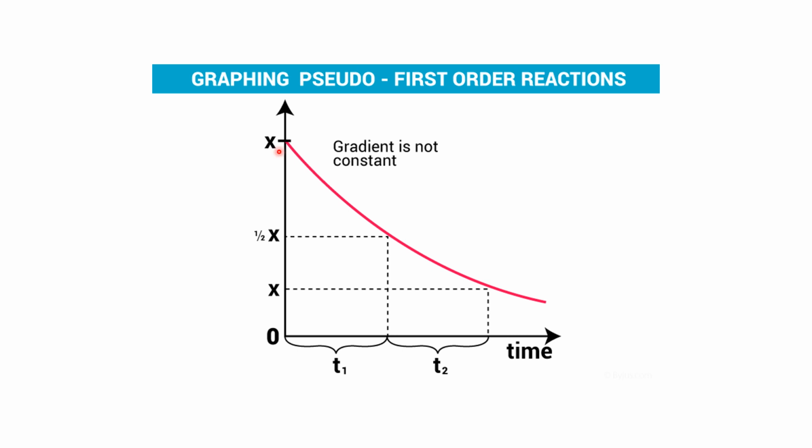Here is the graph for the pseudo first order reaction, where we have plotted time on the x-axis and concentration on the y-axis. And in a pseudo first order reaction, the gradient is not constant, it varies with time.